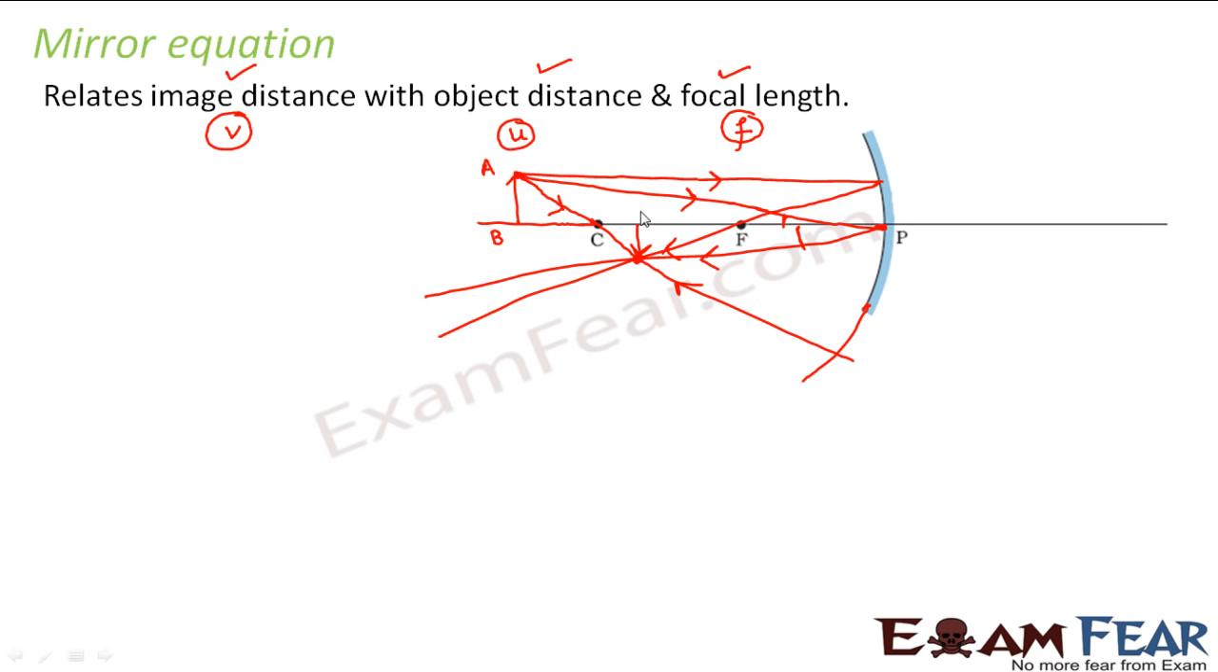Now if you see, the image got inverted because any distance which is measured upward from the principal axis is considered positive, and anything measured below the principal axis is taken as negative. So in this case we can say that the image is inverted. What else can we tell about this image? The image is also real because the reflected rays actually meet at this point.